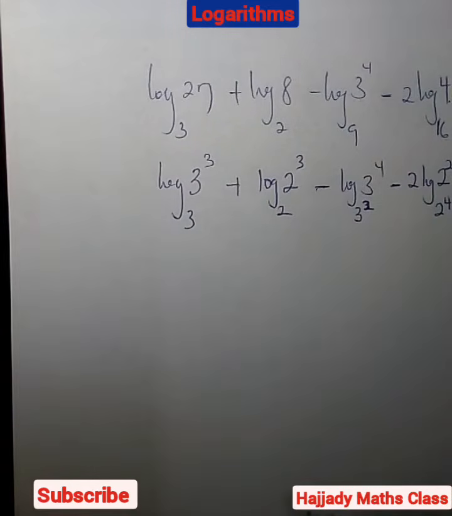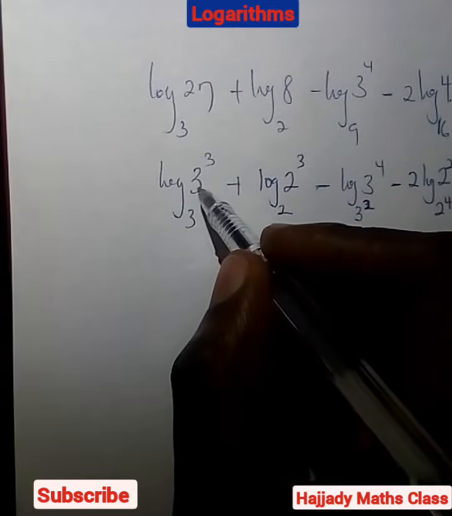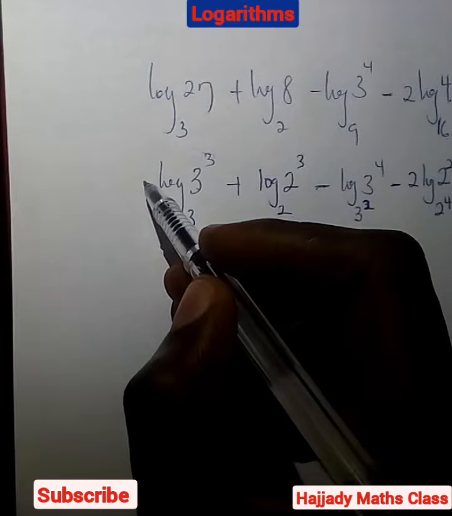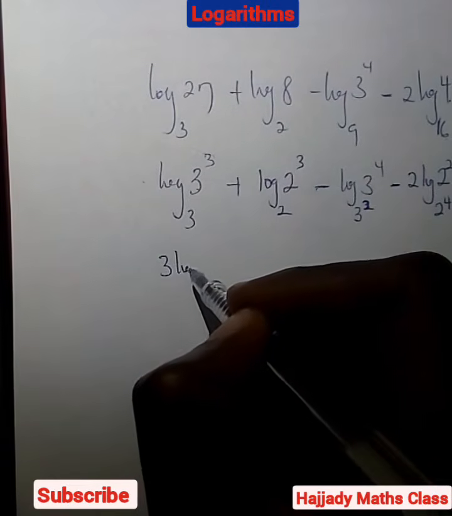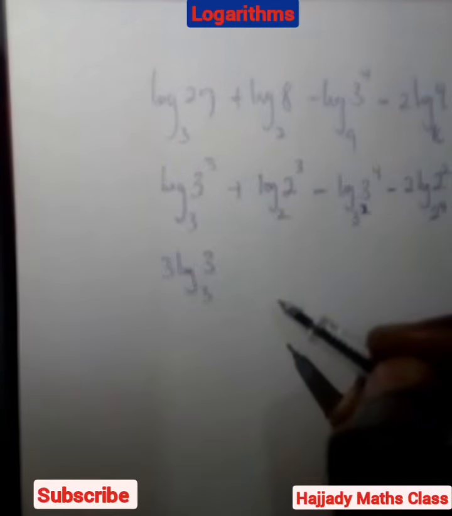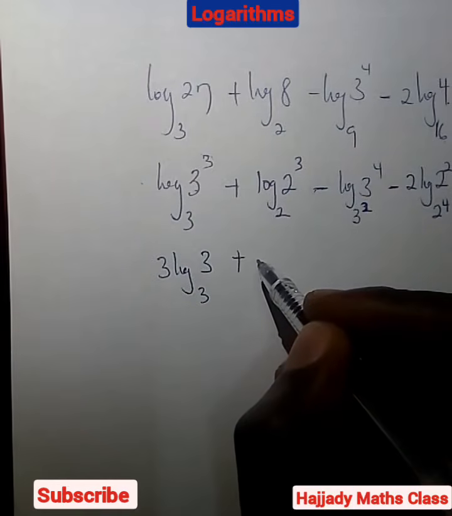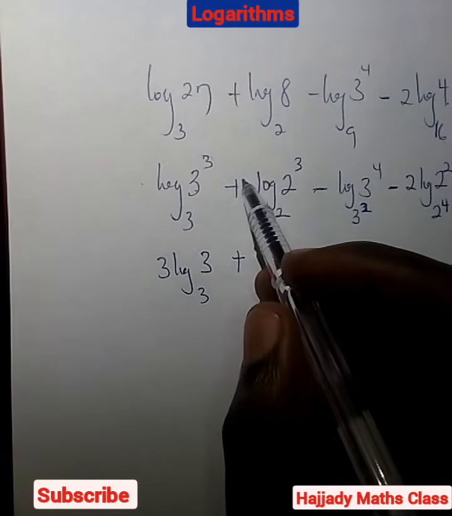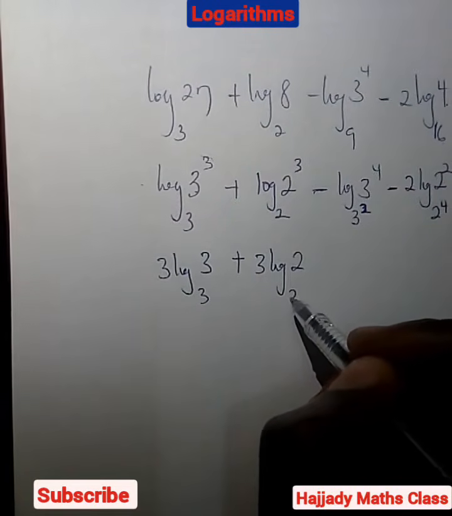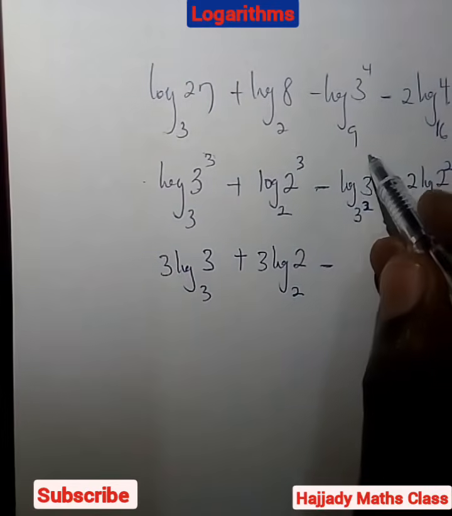Now for us to proceed, from the laws of logarithm that was treated, when you have the log number having a power, the power will move to the back. So in this case we have 3 log 3 base 3. The powers have moved to the back, and for this we have 3 log 2 base 2 minus, looking at this, the 4 will move to the back here, and we have 4.